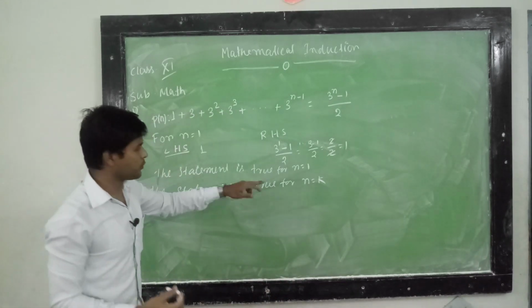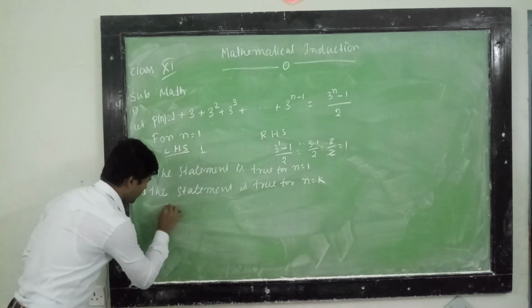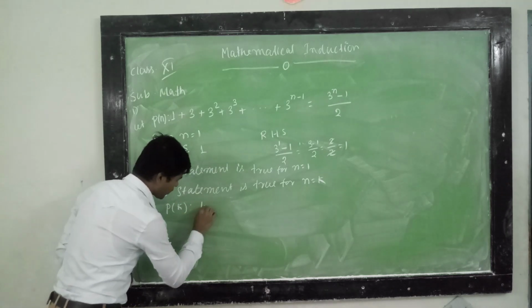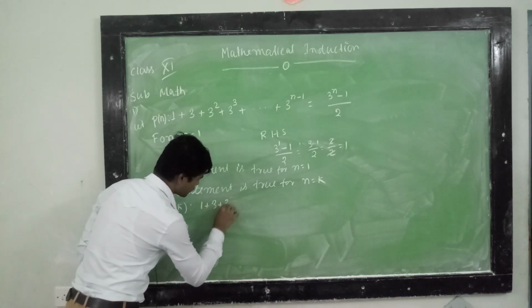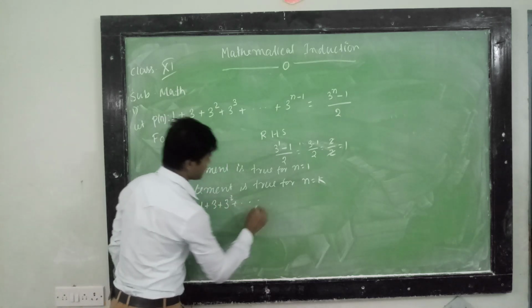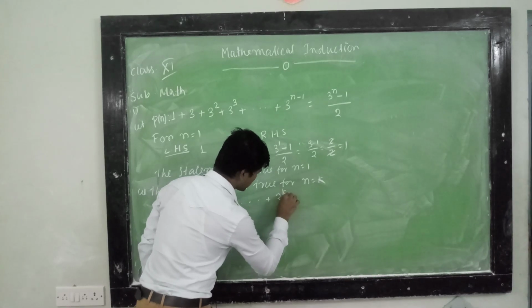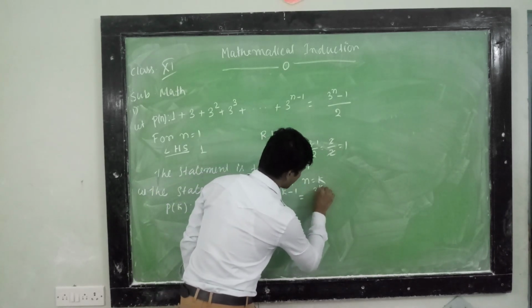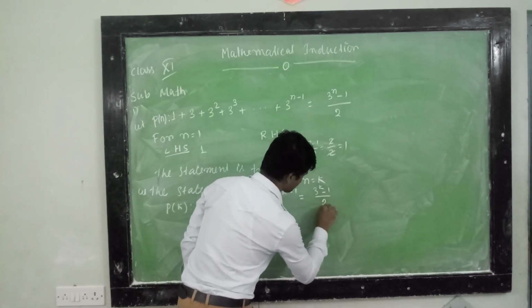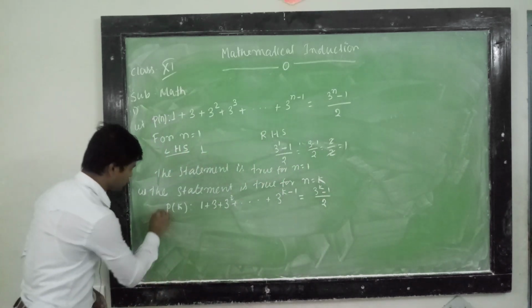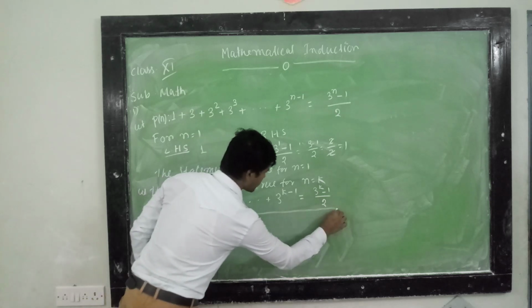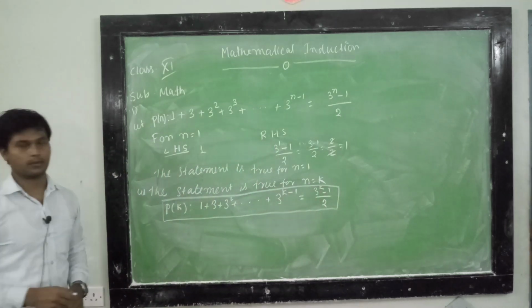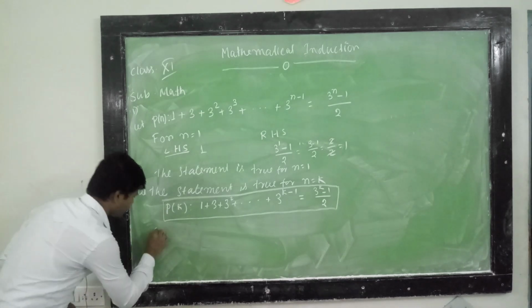Now since the statement is true for n equal to k, that means P of k will be equal to 1 plus 3 plus 3 square plus dot dot dot plus 3 to the power k minus 1, which will be equal to (3 to the power k minus 1) by 2. As the statement is true for n equal to k, so this condition holds.